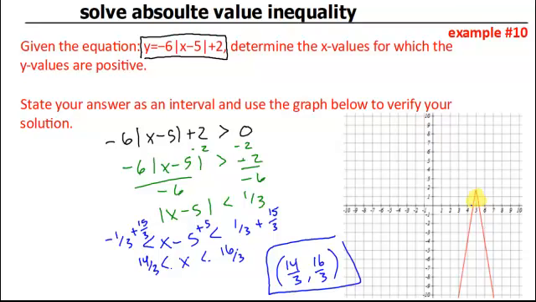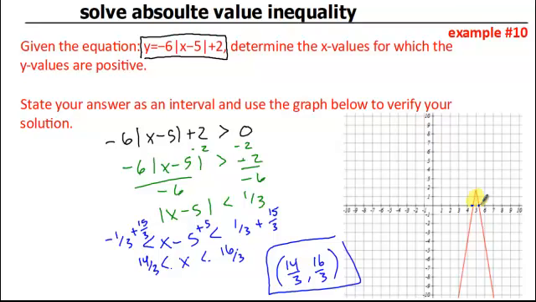Now, does that seem consistent with these x values right here? Is 14/3 beyond 4.5? Yeah. Is 16/3 a little bit beyond 5, but less than 5.5? Yeah. So it's consistent with what you were expecting.